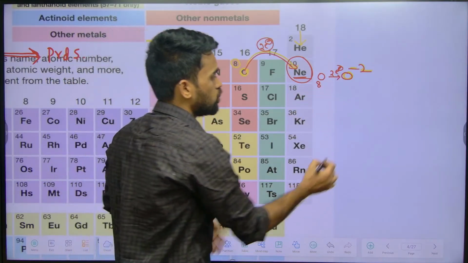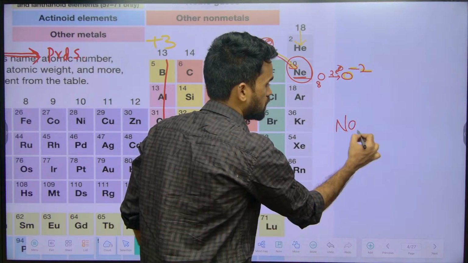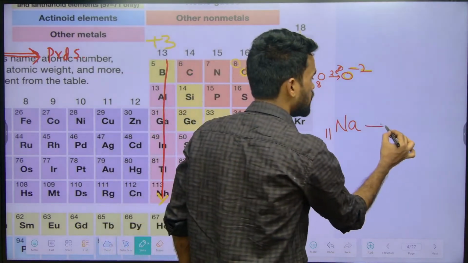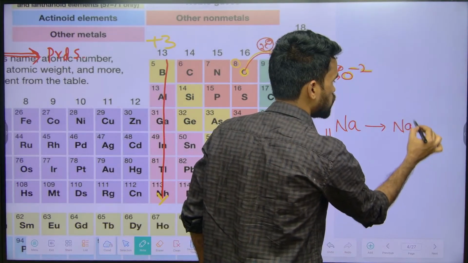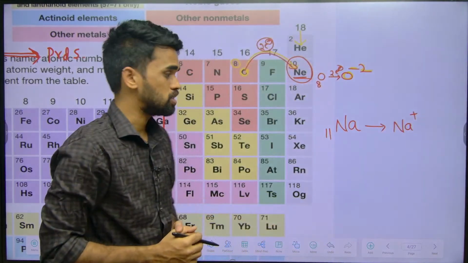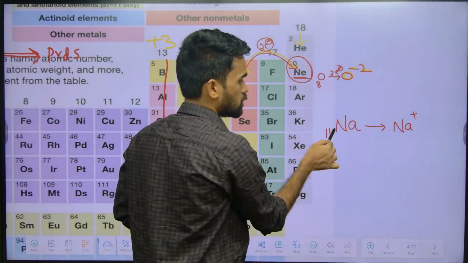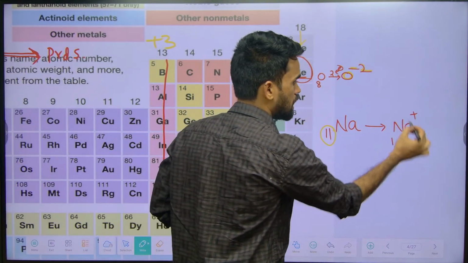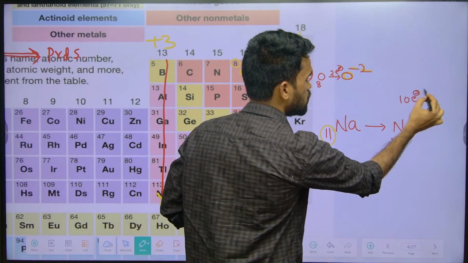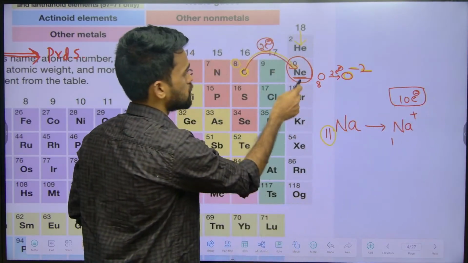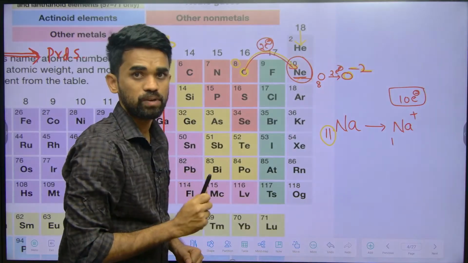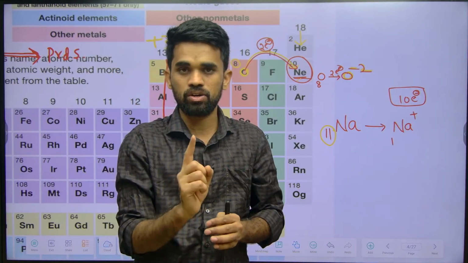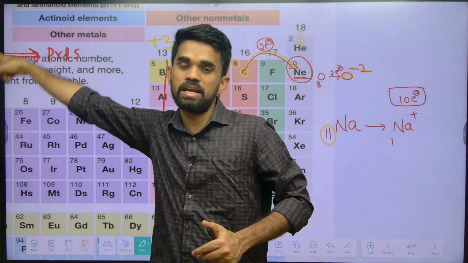See, why are we saying sodium loses 1 electron? The atomic number of sodium is 11. By losing 1 electron, it becomes a sodium plus charge. By losing one electron, 11 electrons initially become 10 electrons now. So 10 electrons means which element? It is a neon gas configuration. So that's why all alkali metals lose one electron, that is, the first line of the series.